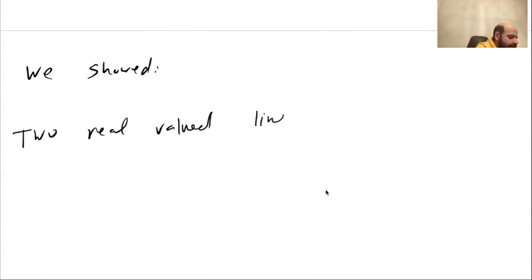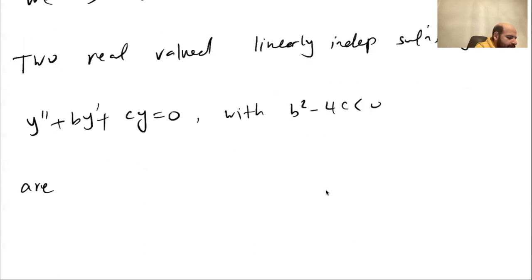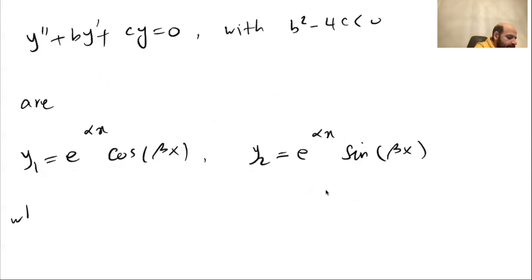So the summary is, we showed that two real valued linearly independent solutions of y double prime plus by prime plus cy equals 0 with b squared minus 4c less than 0 are y1 equals e to power alpha x cos beta x and y2 equals e to power alpha x sine beta x, where alpha is minus b over 2 and beta is root 4c minus b squared divided by 2.